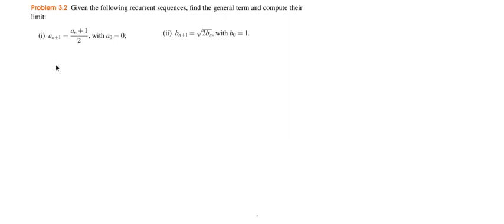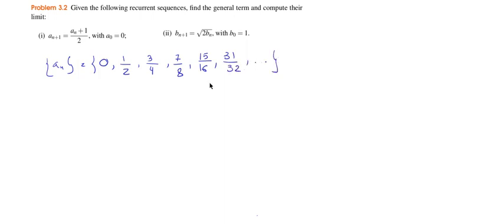So let's see what the sequence looks like. It started at 0, then 0 plus 1 over 2 is 1 over 2, and then 1 over 2 plus 1 is 3 over 2, divided by 2 is 3 over 4, and then 3 over 4 plus 1 is 7 over 4, divided by 2 is 7 over 8, and then the same gives 15 over 16, and then 31 over 32, and so on.